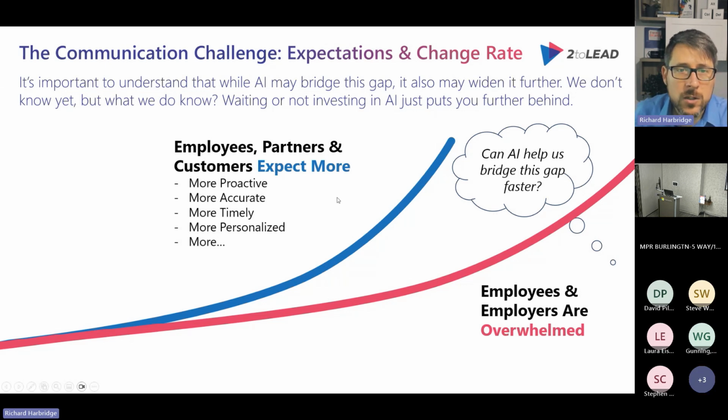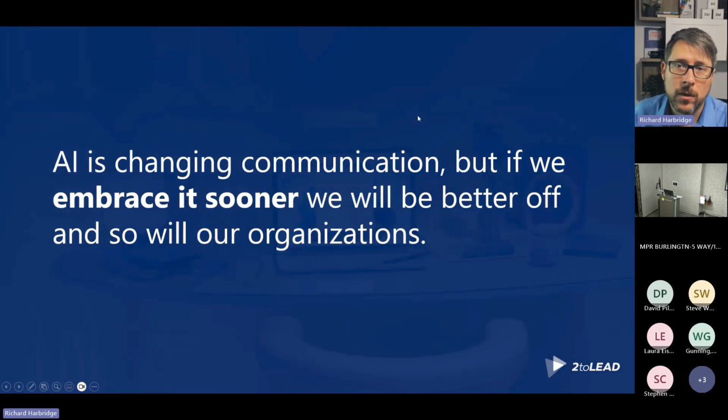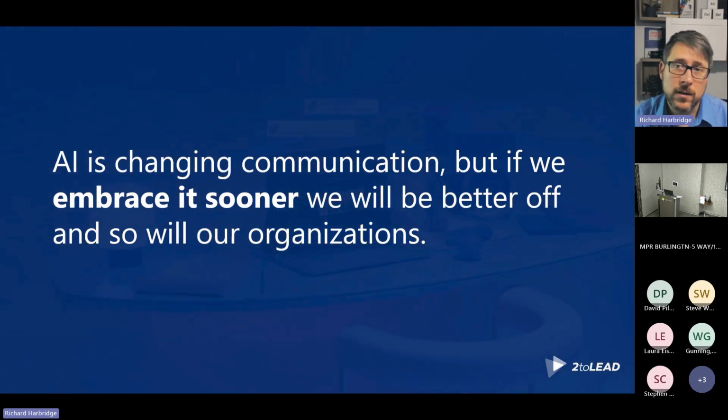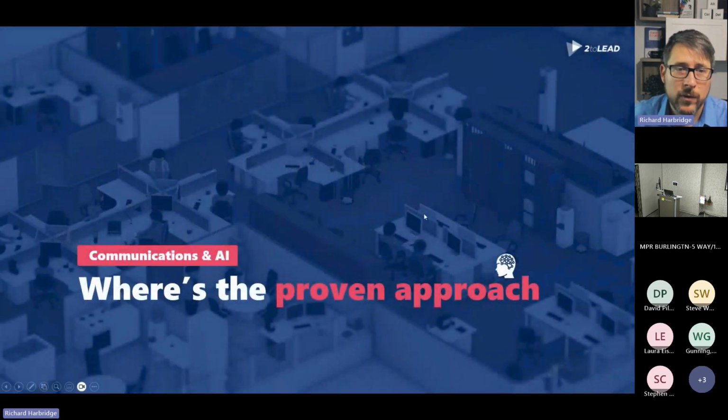So with that, let me just wrap this section, and then please keep going with the questions as we dive into examples in this next one. So AI is changing communication without a doubt, and it's changing it over years, not decades. But if we embrace it sooner, we'll be better off. And that's the key. Right now, the challenge is if you wait, it's much more expensive and more challenging. I'll readdress this at the end if we have time.